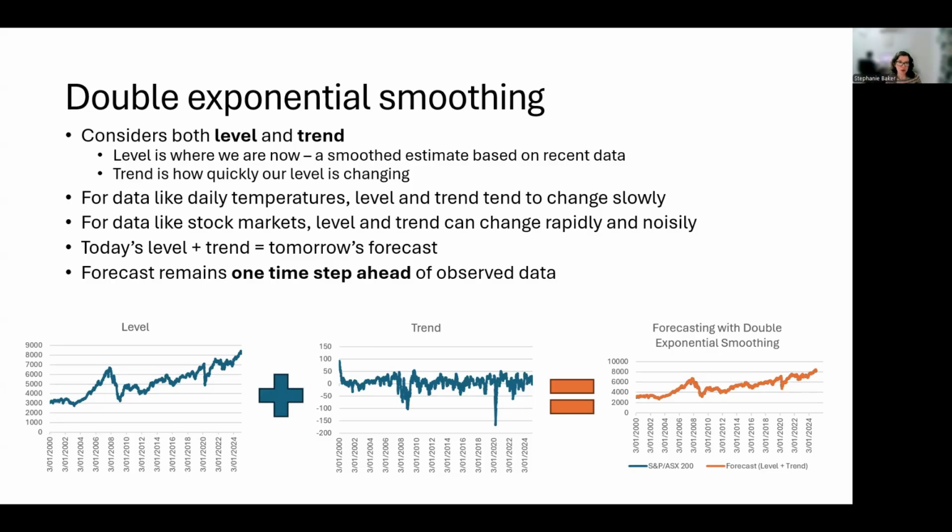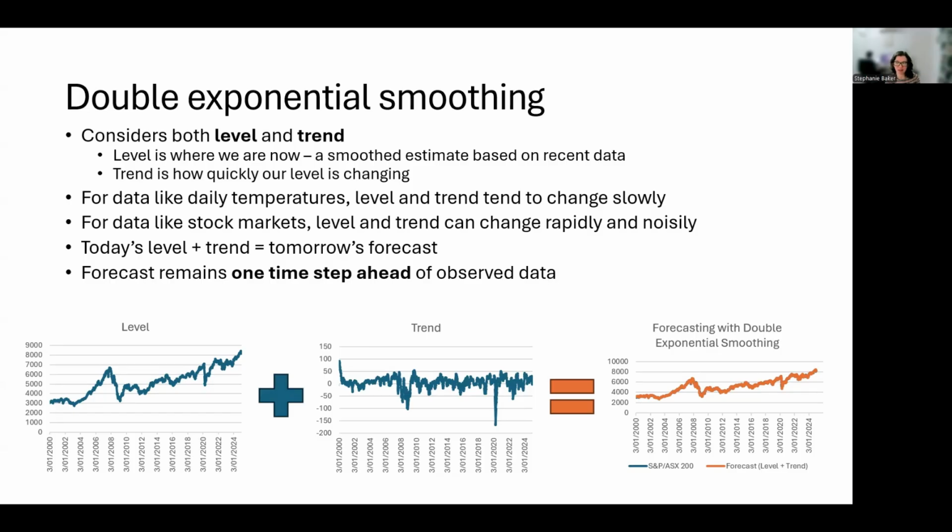So double exponential smoothing includes two components, essentially. It considers both a level and a trend. So level is where we are now. It's a smoothed estimate based on recent observations as to what we would generally expect the level of our data to be. Trend then tells us how quickly the level is changing. So again, based on recent observations, was it trending up or was it trending down? How quickly was that change occurring? So for things like daily temperatures in a particular area, the level and trend would tend to change pretty slowly.